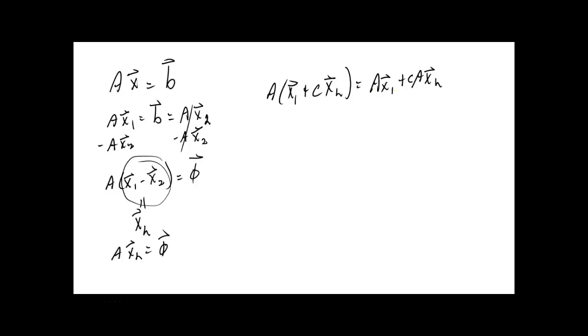Well, this is your b. We had that from the very beginning. And this is obviously the zero vector. c times this is a zero vector. That's going to be 0. So that says that A times x1 plus any arbitrary c, any c that you chose to put there, times that x sub h, is going to also be a solution. Which means that you have an infinite number of solutions. So remember, we started with the fact we had two distinctly different solutions.